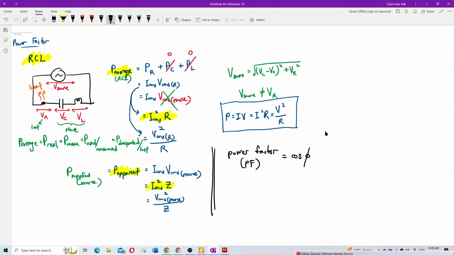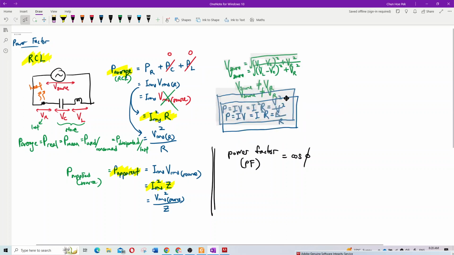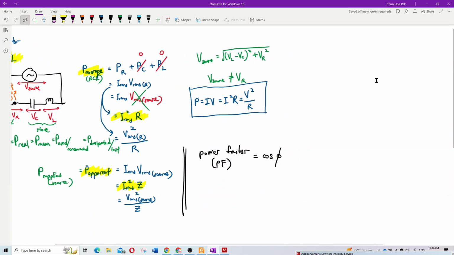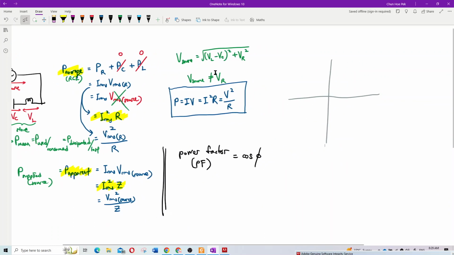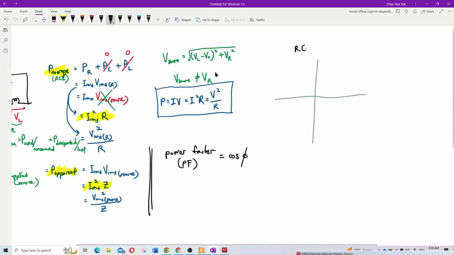What is the angle phi again? Let's redraw. What is angle phi again, class? Let's say this is an RCL circuit, with rotation anti-clockwise. So this is the current. Where is the resistor, class? VR is here, in phase with the current. And then we have what?